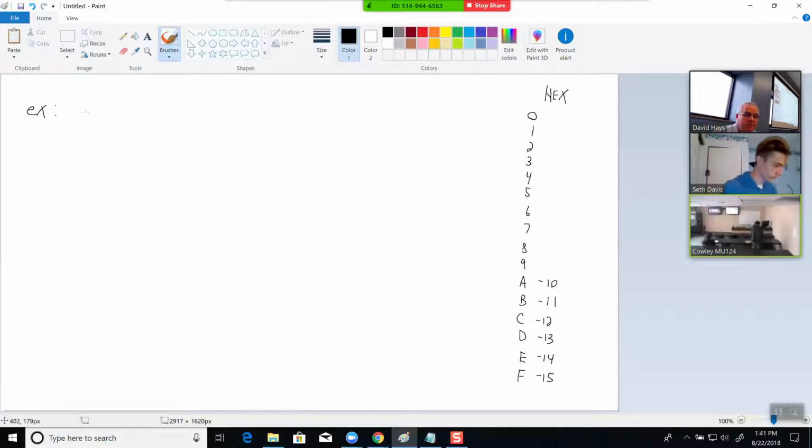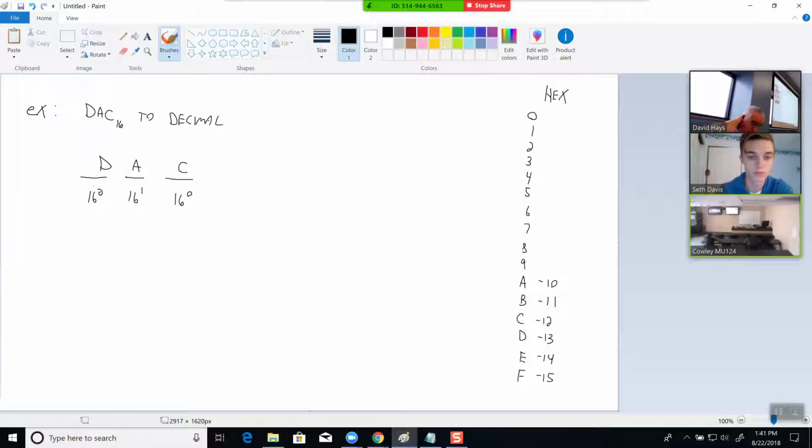If we wanted to go from DAC in base 16 to our decimal, base 10, then you put 3 blanks, DAC like that. This first one will be 16 to the 0 power, 16 to the first, and 16 squared. And D from over here is 13, A is 10, and C is 12.